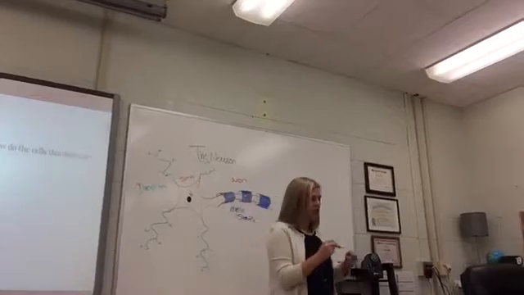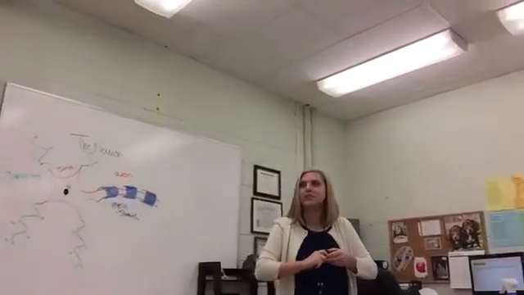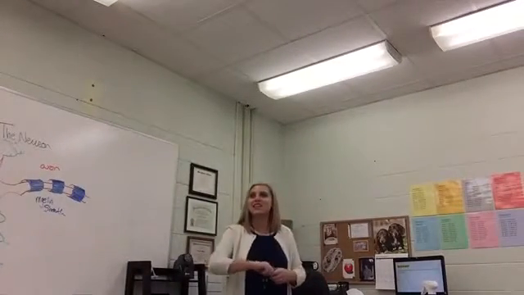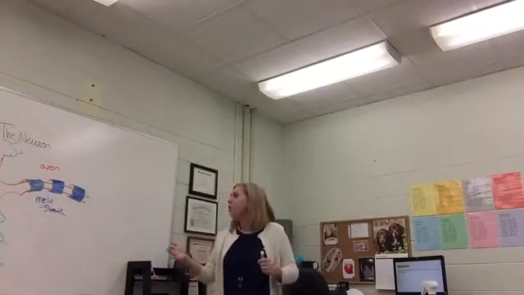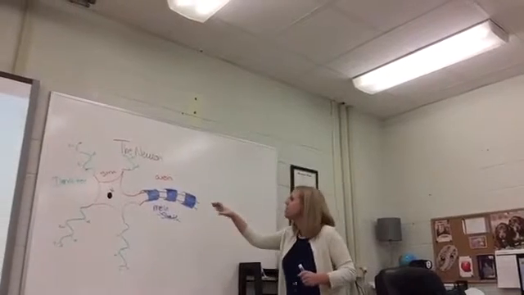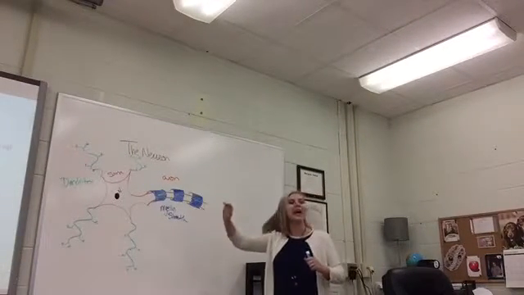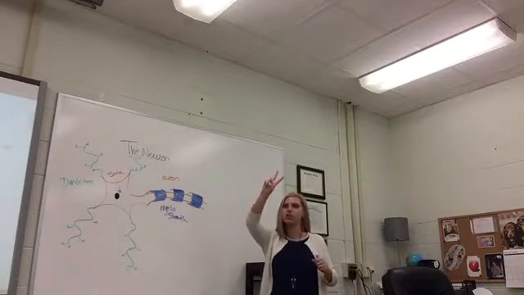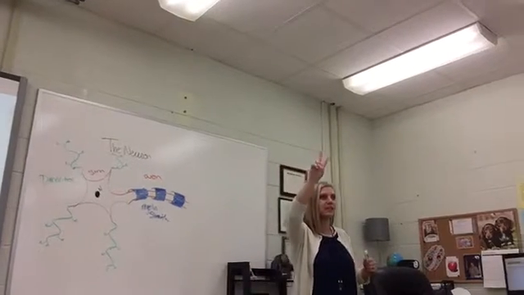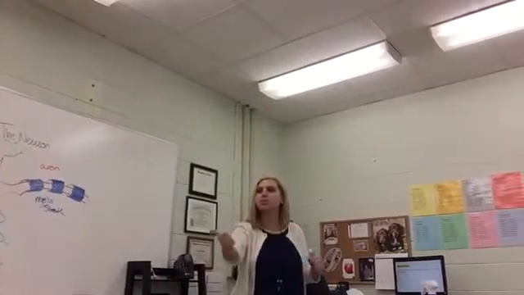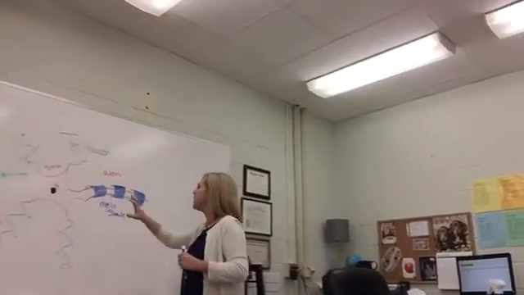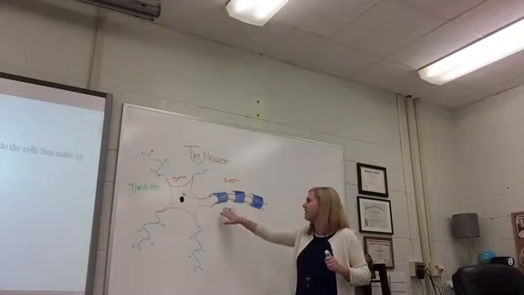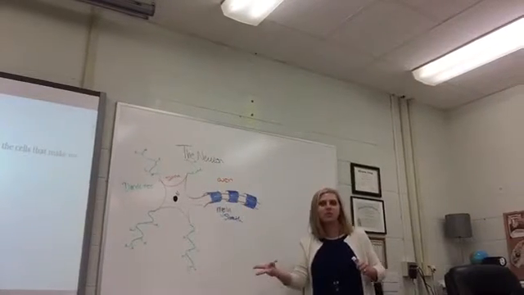Anyone know what kind of tissue the myelin sheath is? It is fat. It is a fatty tissue. Why do you suppose the axon might have a fatty tissue surrounding it? There are actually 2 purposes. Anyone want to take a guess? Insulation, good. So insulation and protection. That's probably my major reason for having the myelin sheath encasing my axon. But there's a second reason.